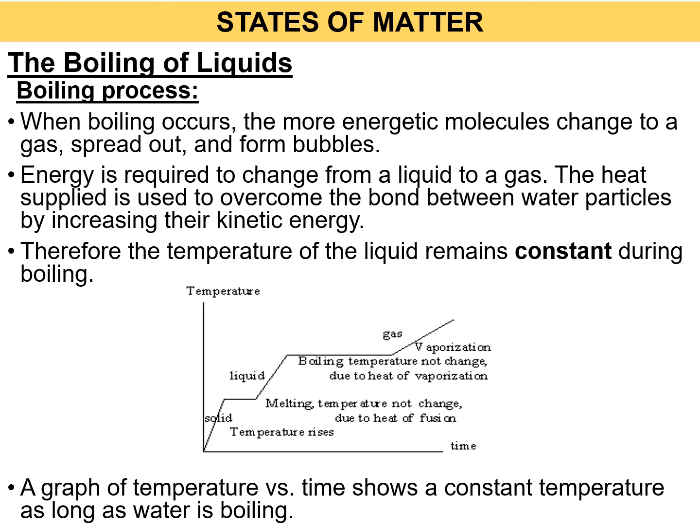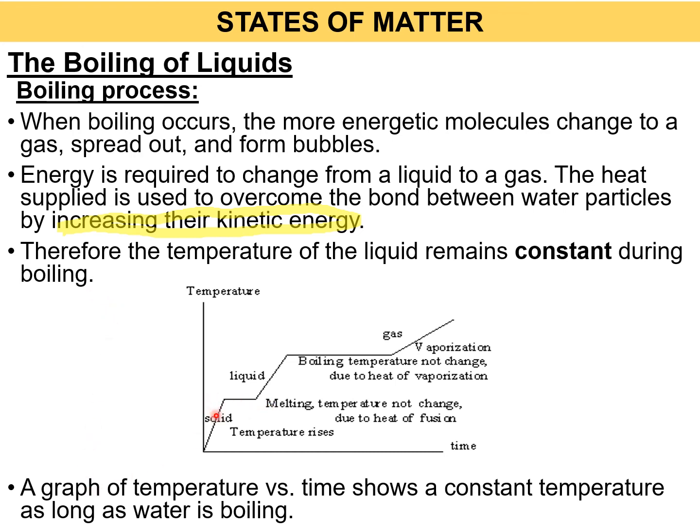This is its keyword, because when you boil, the kinetic energy increases. Therefore, the temperature of the liquid remains constant during boiling. That's why, let's say the boiling point of water is 100 degrees Celsius, it stays at 100 degrees Celsius only. It doesn't go higher than that.